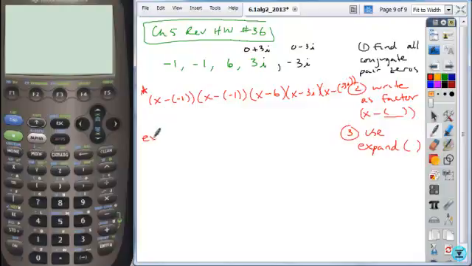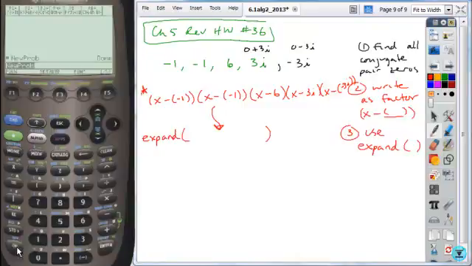Okay, so basically you're taking expand, and that whole thing goes inside. So here's what it'll look like. F2, Algebra tab, choose expand. My first factor is x minus a negative, so I'm just going to write plus 1, but you don't have to. You can write it exactly like it appears here. Times the next factor, x minus a negative, becomes a plus 1. Times the next factor, x minus 6.